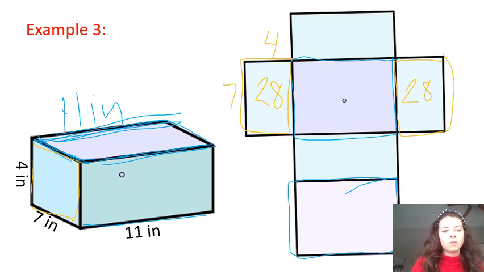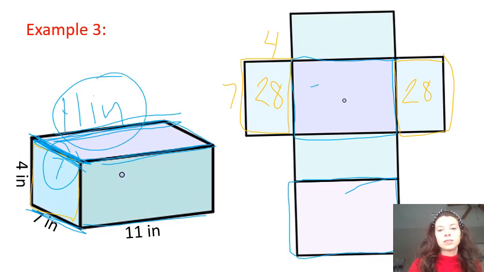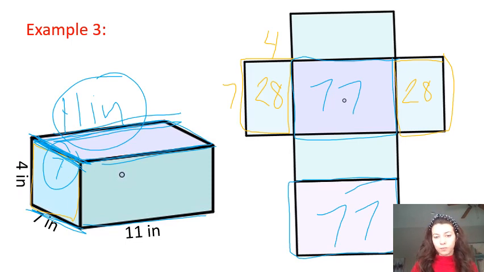Now what is the width here? Well, the 4 is the height of the prism. The 7 down here corresponds with this side up here, so this side is also 7. To find the area of this, we're going to do 7 times 11, okay? And we should get 77 square inches and 77 for this one as well.